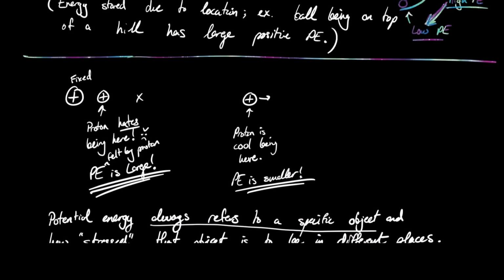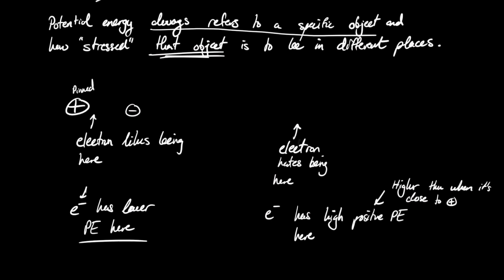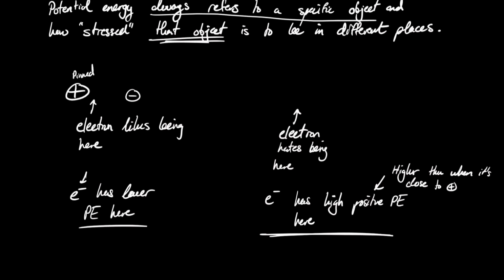Okay, so when we were doing potential energy earlier, we were talking about where positive charges like being and where positive charges hate being. From that, we wrote these identifications: the proton's potential energy is big here, small here. Conversely, in those same places, in the same situation, the electron had low potential energy where the proton had high potential energy, which is kind of strange, but it makes sense. The electron likes being where the proton hates being.